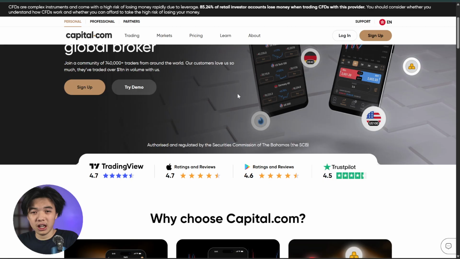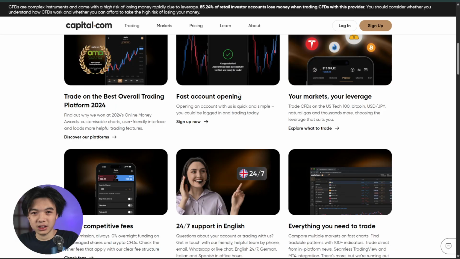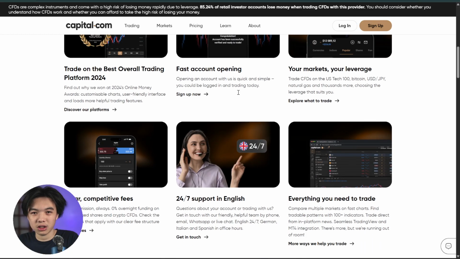But I would say there are a few cons to keep in mind. Of course, CFD trading is not allowed in all countries, so make sure that you check your region first and that it's allowed. And you can't own the actual assets. This means no dividends, no long-term holds, and no crypto withdrawals.